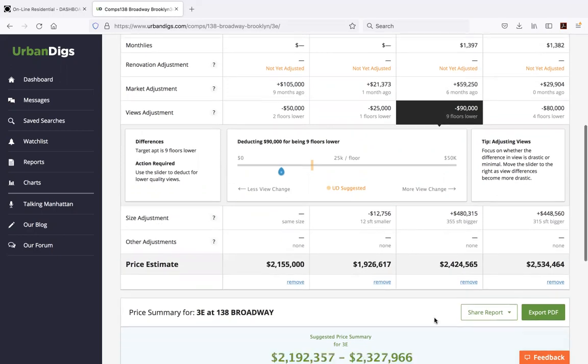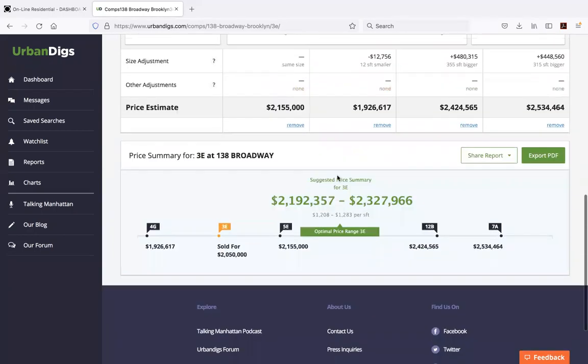And what this does is it helps us adjust and actually come up with a suggested sale price, right? So this is when this apartment last sold. These are other comps, right? A little under 2, a little over 2. They're suggesting a price range of 2.192 to 2.327, and it goes up from there, right? Based on these other ones.